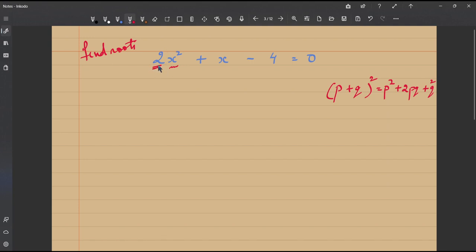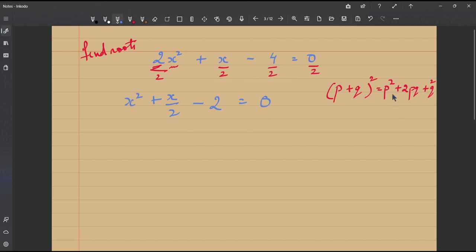We can eliminate this 2 easily by just dividing the equation by 2. Every term of the left hand side can be divided by 2 and the right hand side also can be divided by 2. So let's look at the new equation now. You have 2x squared by 2 becomes x squared plus x by 2 minus 4 by 2 becomes 2. This is equal to 0 because 0 by 2 is 0.